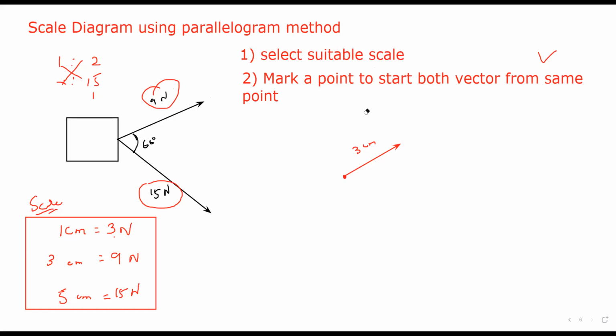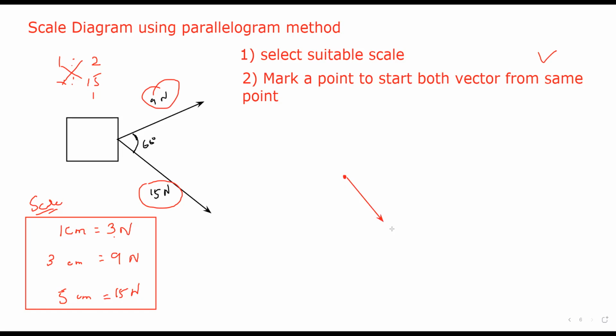It's up to you. It's not necessary that you draw 3 centimeter first. You can draw the 15 Newton first. So 15 Newton is 5 centimeters. For example, a student first draws 5 centimeter. So it's up to you. Any one of the vectors, you can draw first. So first we mark a starting point, and we have to draw both vectors from this point. So 9 Newton, which is 3 centimeter, and 15 Newton is 5 centimeter. We draw any one of them first.